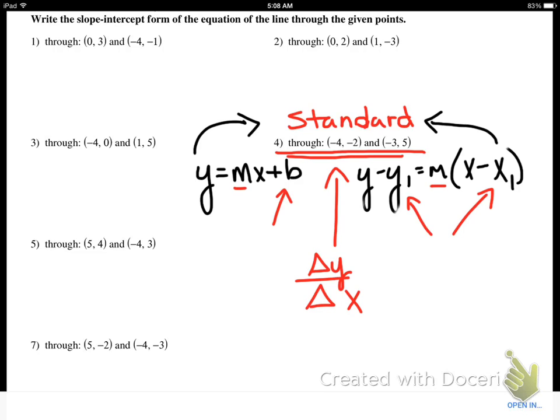Oh, did you say points, Mrs. C? Yes, I said points. Thank you. Well, that's what those are. X1, Y1 represent any given point on the line. Oh my gosh, that's the form I should be using. I'm so going to do that.